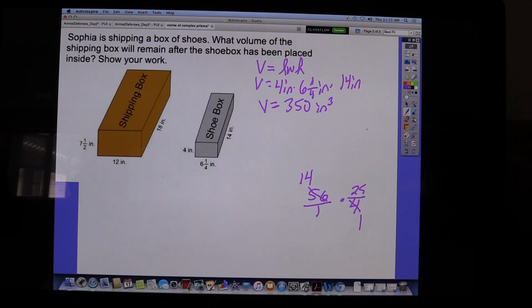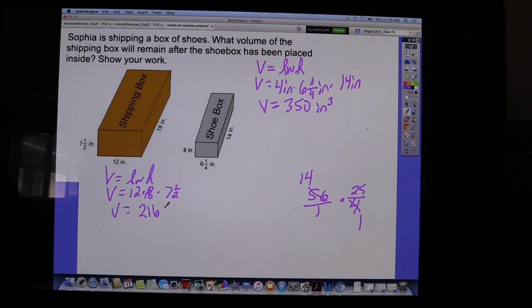Now let's find the volume of the shipping box. I'm going to put the whole numbers together first. Volume equals length times width times height, again. Volume equals 12 times 18 times 7 1/2. So 12 times 18, let's see what that gives us. I'm going to work that out on my calculator. 12 times 18, and that gave me 216.